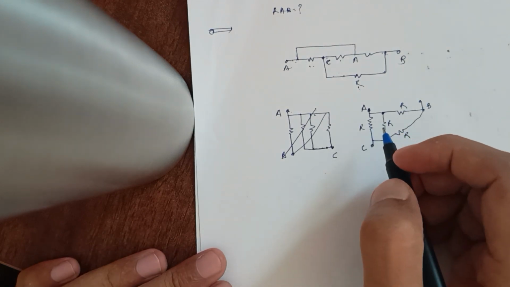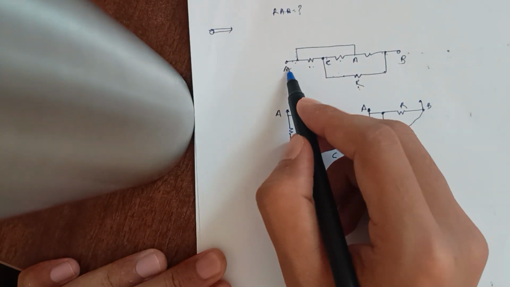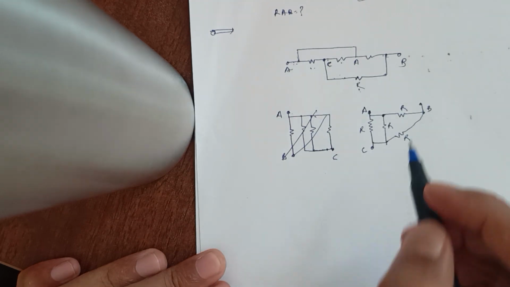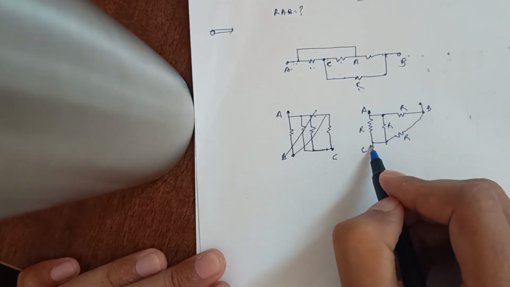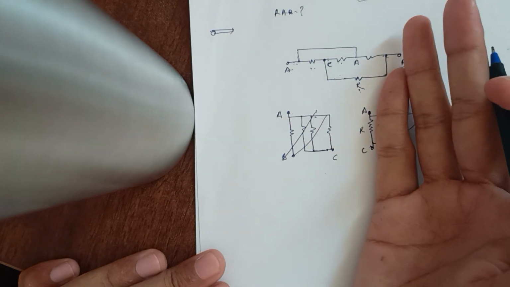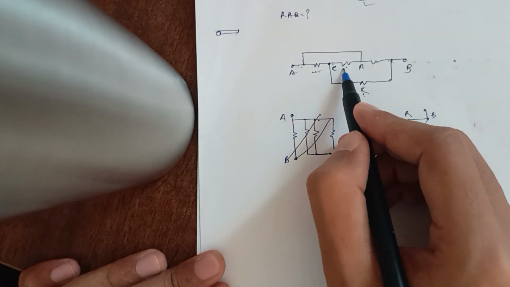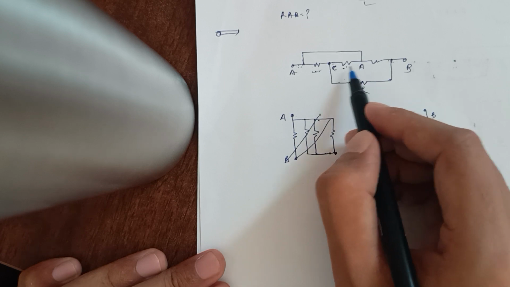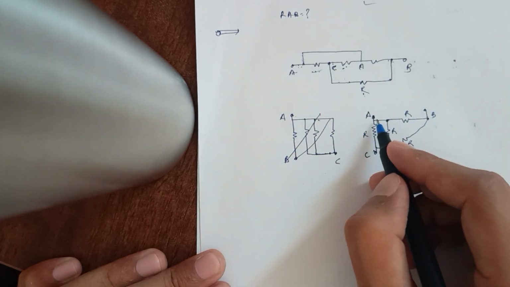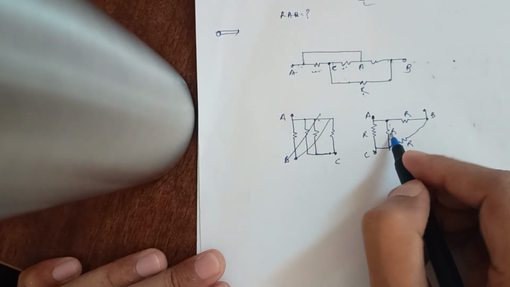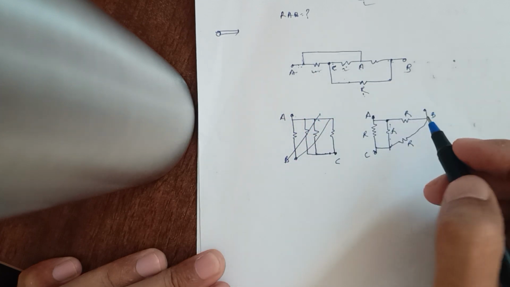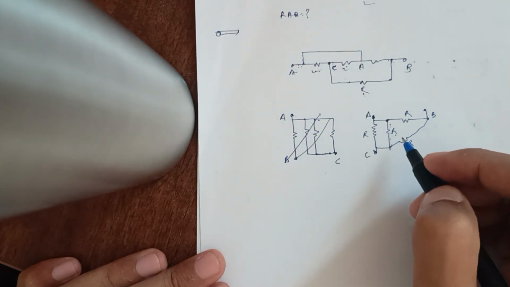For simplification, see that between A and C there is one resistance. Forget about this part; we are done with these resistors, right? Between A and C there is one more resistance. This resistor is also R, and this resistor is also R. Okay, so we have connected it.